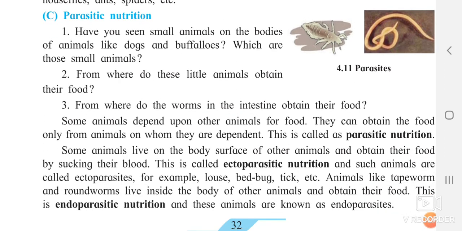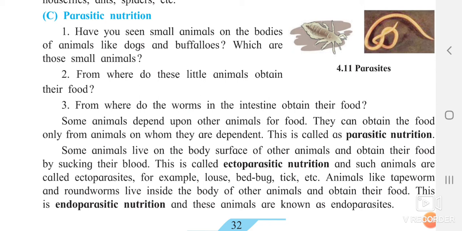Now parasitic nutrition. Parasitic nutrition is classified into two types. Parasitic means, first thing you should know, one who is totally dependent on others. One is endoparasitic and another is ectoparasitic. What is endo and what is ecto, that you should understand. Ecto means living on the surface, the body surface of an animal. For example, on a cow, if you have seen, there are small insects present on the cow's body, or in your hair also you can have lice.